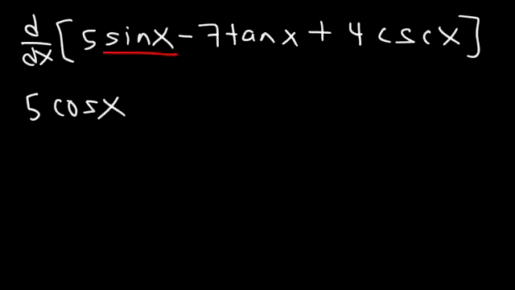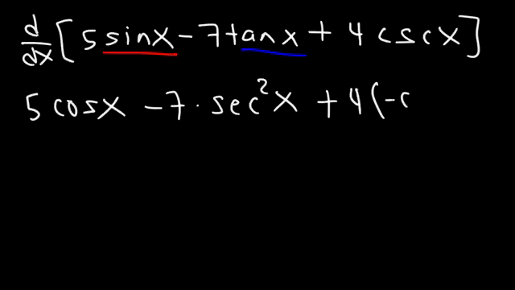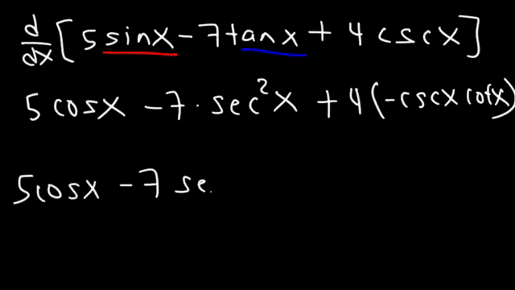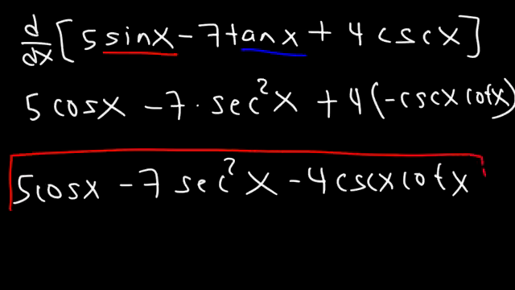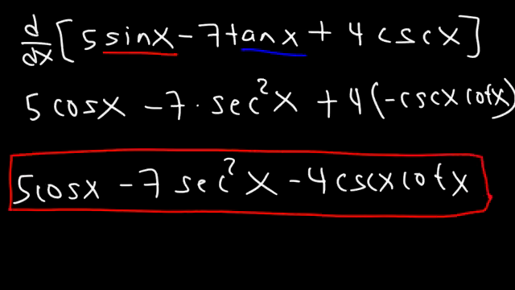Now once you differentiate sine, next we need to differentiate tangent. The derivative of negative 7 tan x is going to be negative 7 times secant squared, since that's the derivative of tangent. And the derivative of cosecant, we said it's negative cosecant cotangent. And so this is the answer. 5 cosine x minus 7 secant squared x minus 4 cosecant x cotangent x. So that's how you could find the derivative of trigonometric functions.